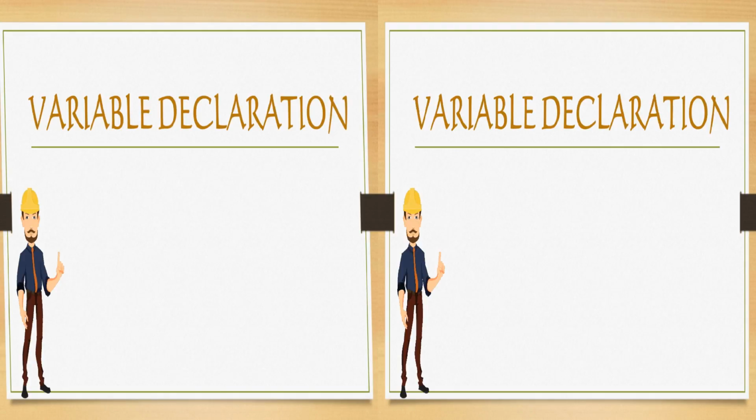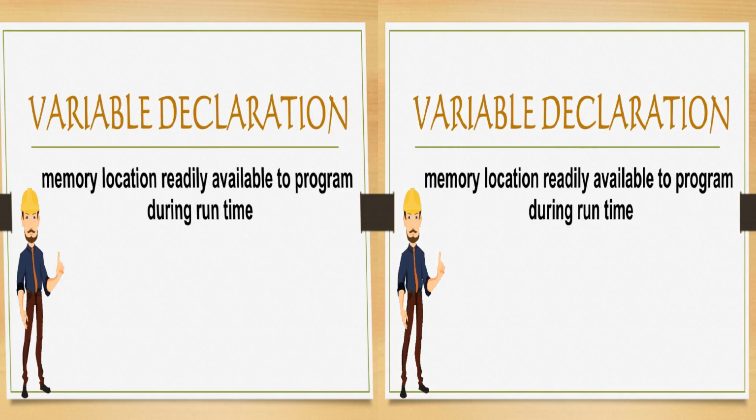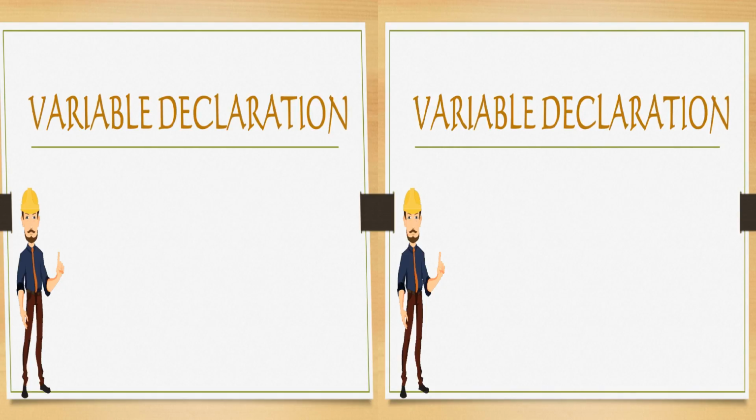How about variable declaration? A variable declaration such as int number = 20 causes the compiler to allocate a memory location for variable number and store the integer value 20 in it. The absolute address of this memory location is readily available to our program during runtime. The computer uses this address to access its content.